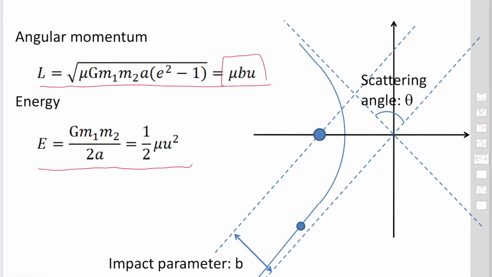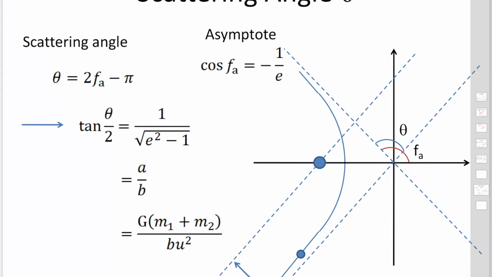If you know u and b, from these equations you can discover a and e. So the semi-major axis and the eccentricity are expressed as functions of b and u, using the conservation of angular momentum and energy. Let's move to the scattering process.